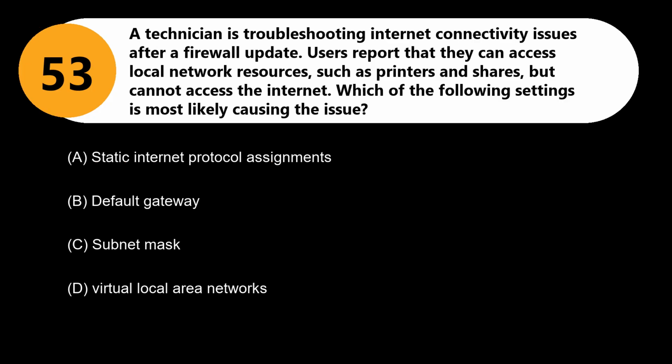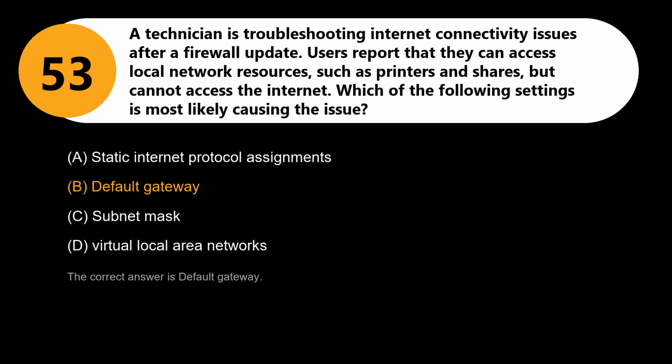Question 53. A technician is troubleshooting internet connectivity issues after a firewall update. Users report that they can access local network resources, such as printers and shares, but cannot access the internet. Which of the following settings is most likely causing the issue? Option A, static internet protocol assignments. Option B, default gateway. Option C, subnet mask. Option D, virtual local area networks. The correct answer is option B, default gateway.